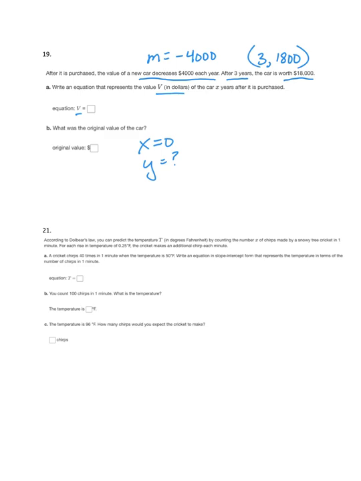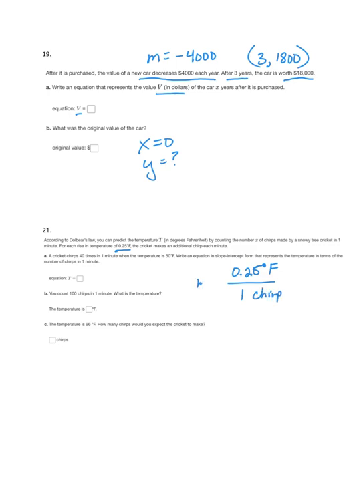All right, so in this next problem, we're talking about Dolbear's law, where you can predict the temperature in Fahrenheit by counting the number of chirps made by a snowy tree cricket in a minute. Every time the temperature rises by 1/4 degree Fahrenheit, the cricket makes an additional chirp. So as it gets hotter, the cricket starts chirping more. Okay, so what we have here is a slope, and our slope is 0.25 degrees Fahrenheit per 1 chirp.